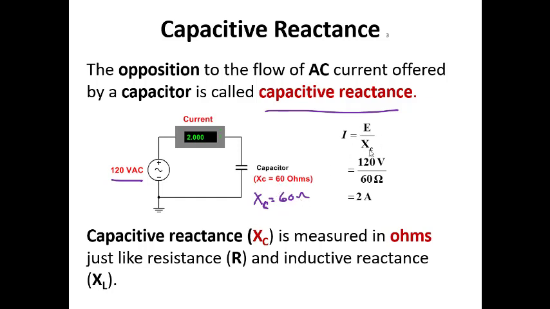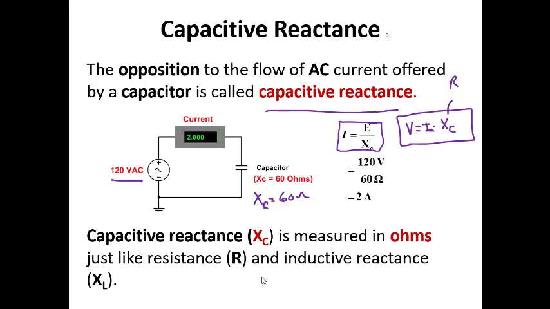And then we can use our Ohm's law formula. Voltage equals the current times XC. So when we have an AC capacitive circuit, the current is going to be related to the voltage supplied and the capacitive reactance. That's what they're using here, this formula off of Ohm's law. So when we have our Ohm's law, if it's a purely capacitive circuit, we can replace the R's with X sub C. Capacitive reactance is measured in ohms, just like resistance and inductive reactance.